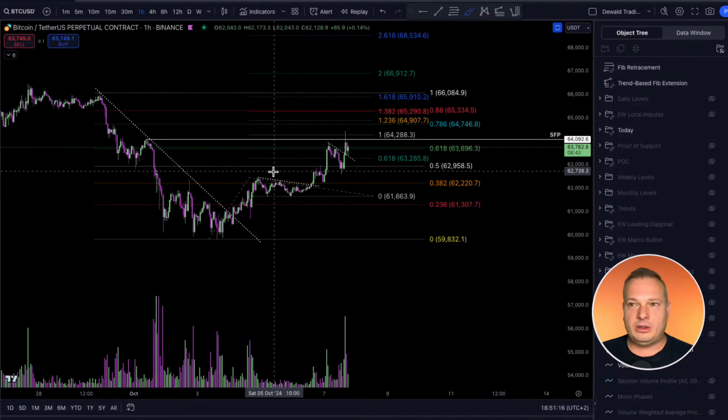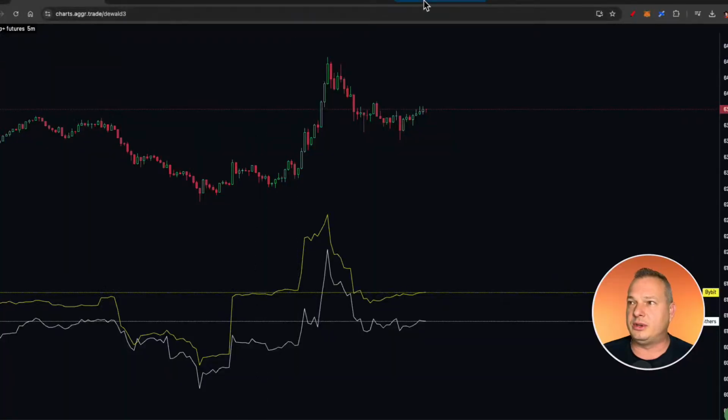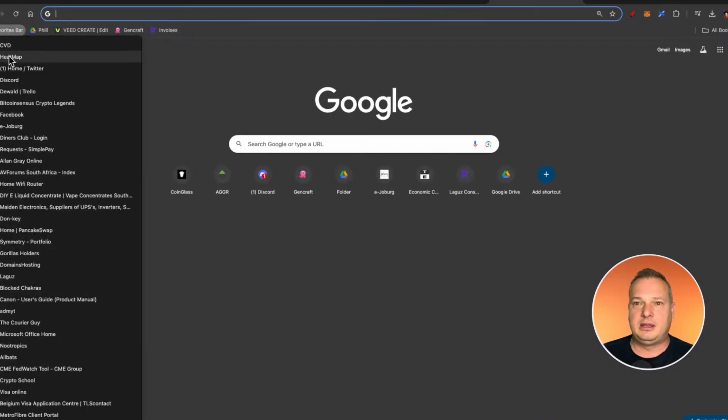What else? Right, is that all the comments? Last week there was almost 7 billion liquidations above 66,550. Let's go and look at liquidity here quick. Do I have liquidity open? Let's do this.